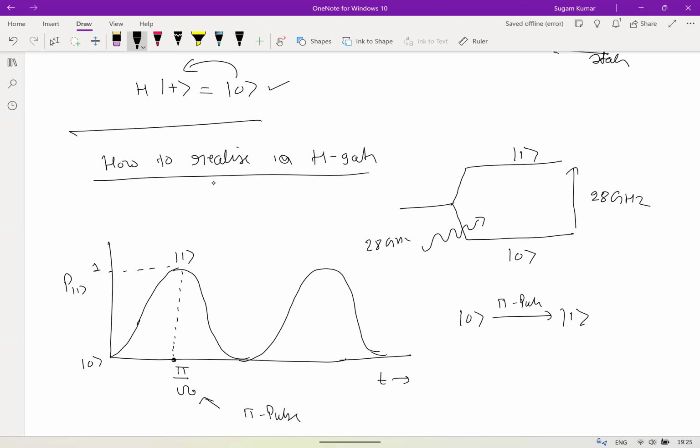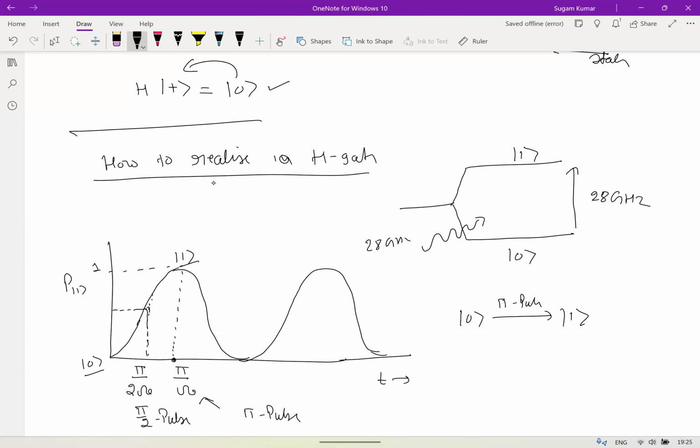But let us say, just imagine, if you shine the photons only for this much time, that is pi by 2 omega. Then in this situation, the spin is neither in the 0 state nor in the 1 state. It will be in the superposition state. So you can see a very beautiful concept. This is called a pi by 2 pulse.